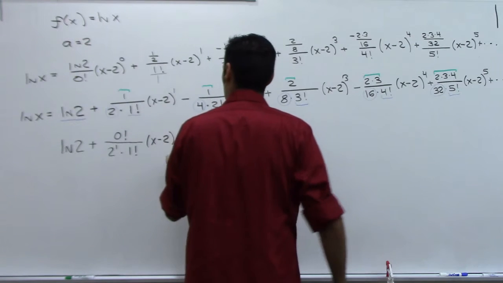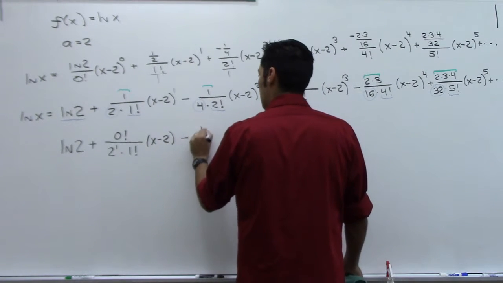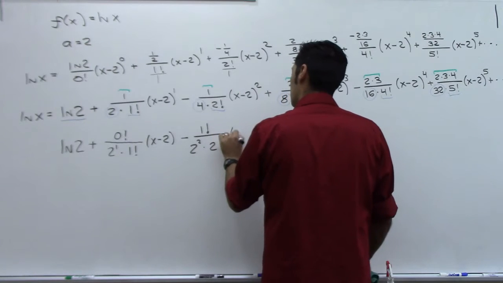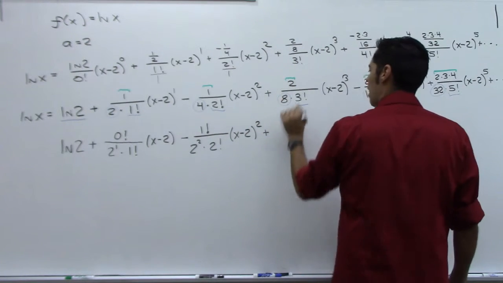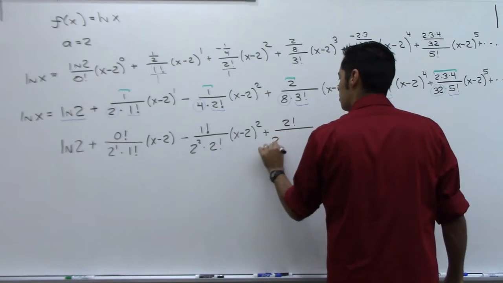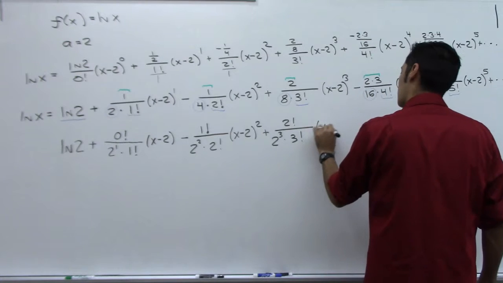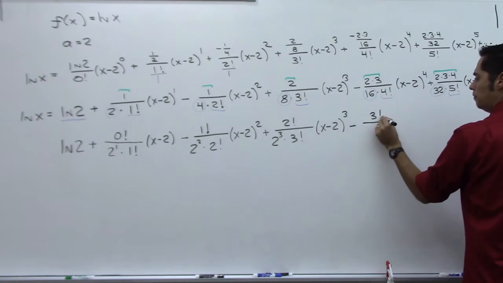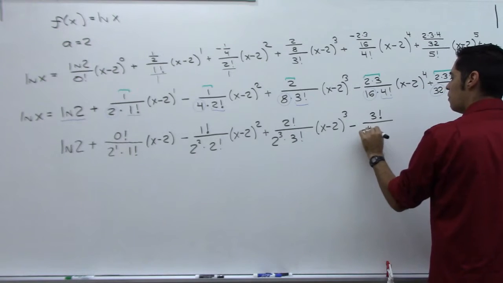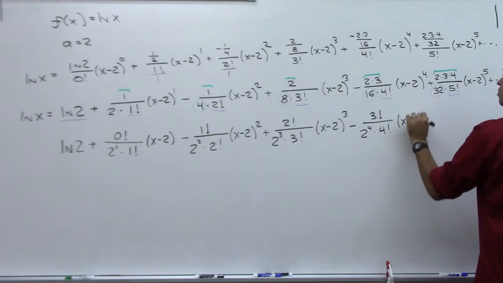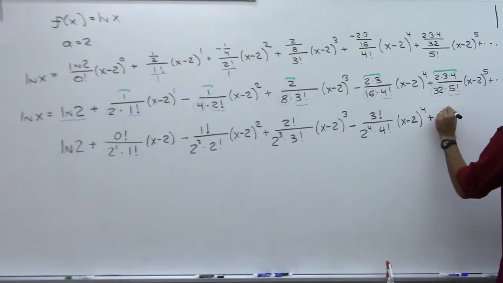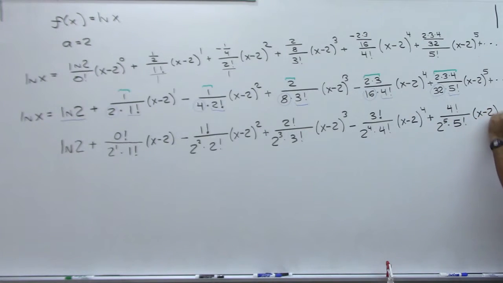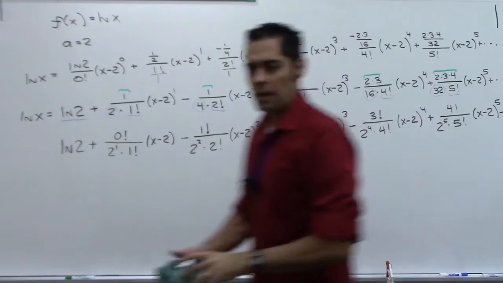times x minus 2, minus 1 factorial over 2 squared times 2 factorial times x minus 2 squared, plus 2 factorial over 2 cubed times 3 factorial times x minus 2 cubed, minus 3 factorial over 2 to the 4th times 4 factorial times x minus 2 to the 4th, and finally plus 4 factorial over 2 to the 5th times 5 factorial times x minus 2 to the 5th. I think I'm off camera here.